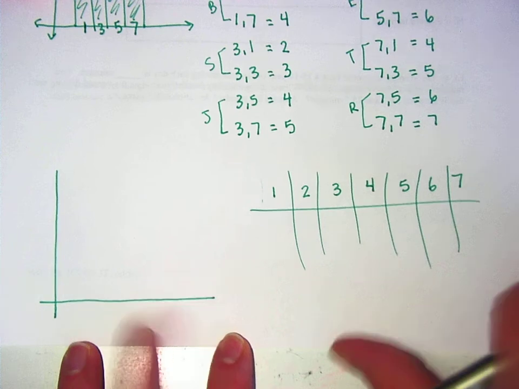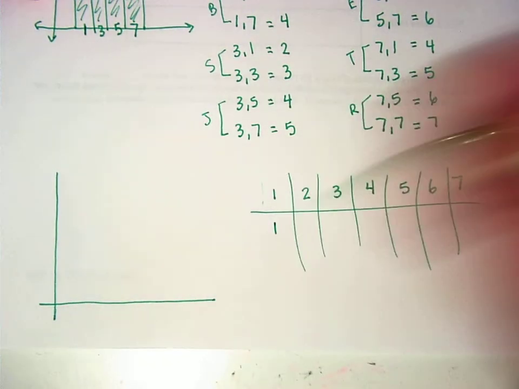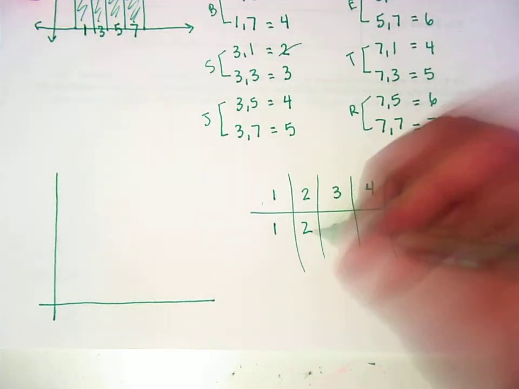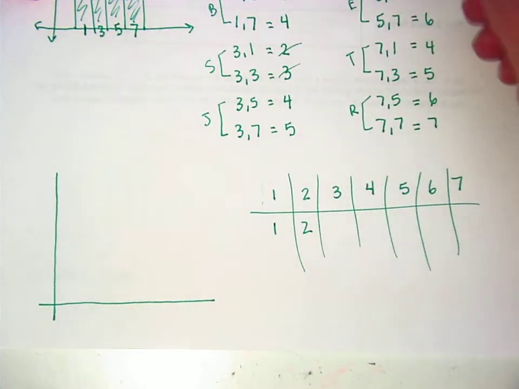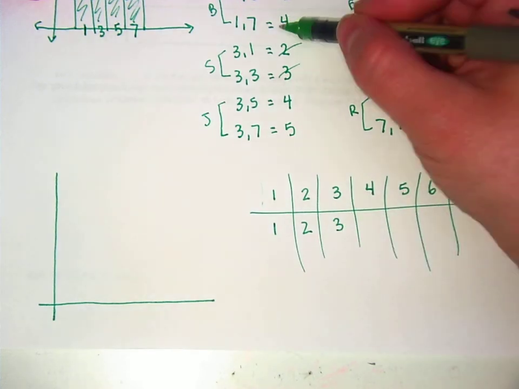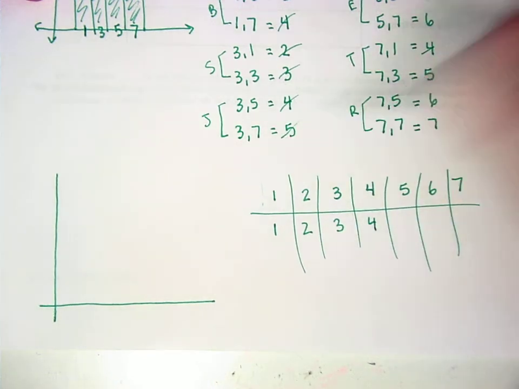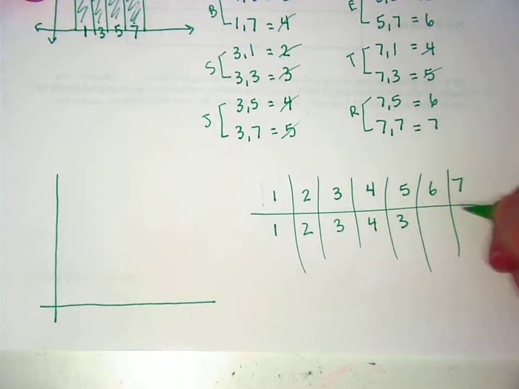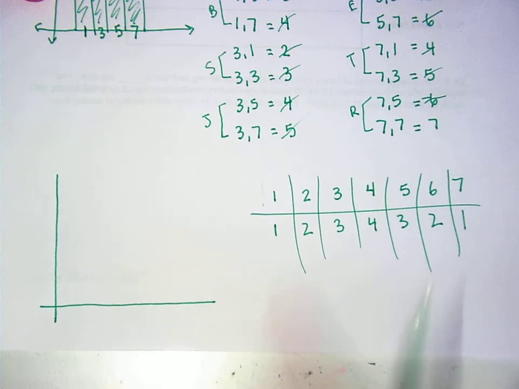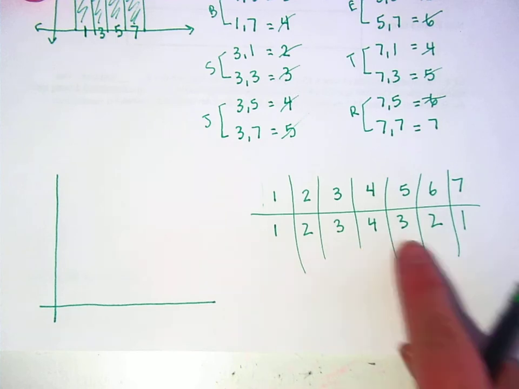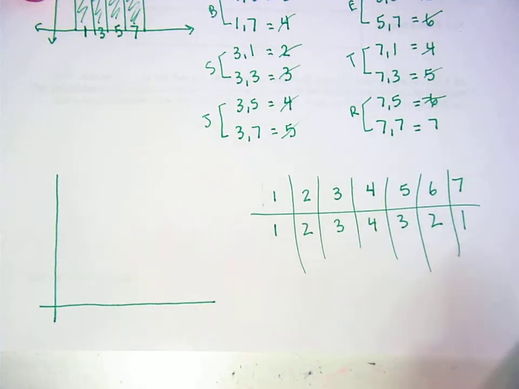Okay. So let's see, I count 1, 1 and 2, 2s, 1, 2, 3, 3s, 1, 2, 3, 4, 4s, 1, 2, 3, 5s, 2, 6s, and 1, 7. If I add these up, 1 plus 2 is 3, plus 3 is 6, plus 4 is 10, plus 3 is 13, 15, 16. All right, I got them all.